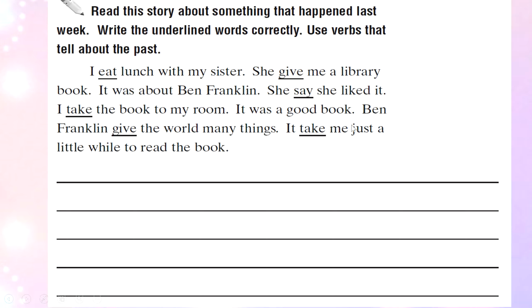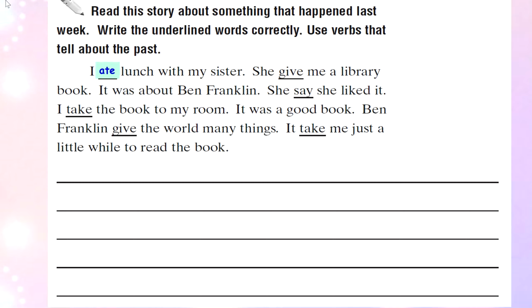It was a good book. Ben Franklin gave the world many things. Now write the past of give. It take me just a little while to read the book. Now let's check the answers.